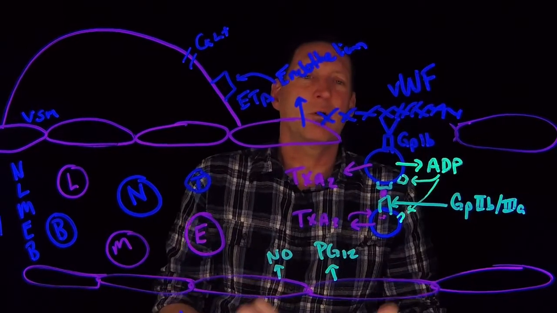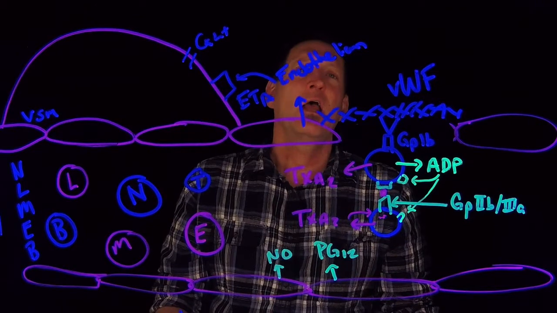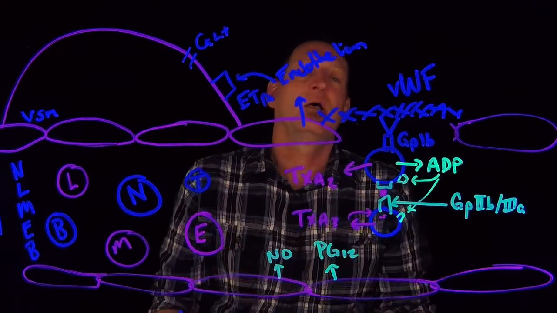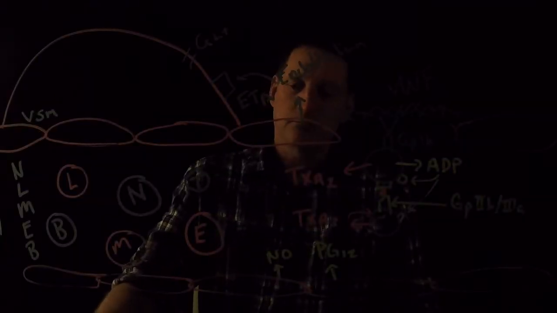Now, initially what's going to take place is I just want to form a plug to keep from bleeding into this area. So I'm forming this platelet plug, but it's not stabilized yet. I need to stabilize it, and I need to form a blood clot. And so a blood clot is the platelet plug plus the fibrin.